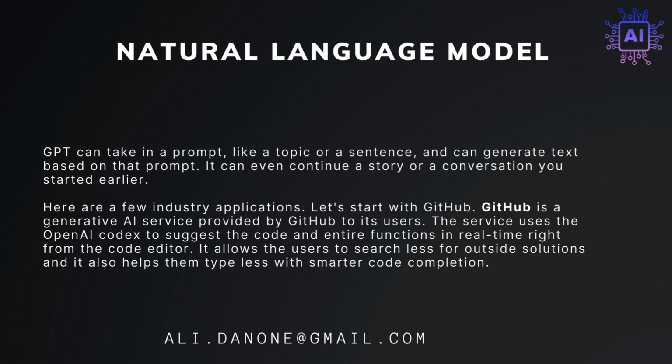Here are a few industry applications. Let's start with GitHub. GitHub Copilot is a generative AI service provided by GitHub to its users. The service uses the OpenAI Codex to suggest code and entire functions in real time from the code editor. It allows the users to search less for outside solutions, and it also helps them type less with smarter code completion.